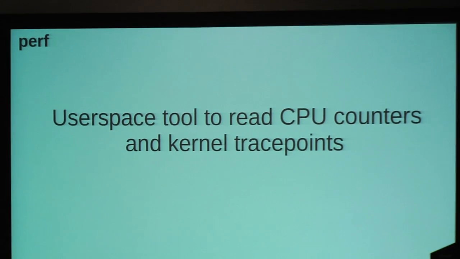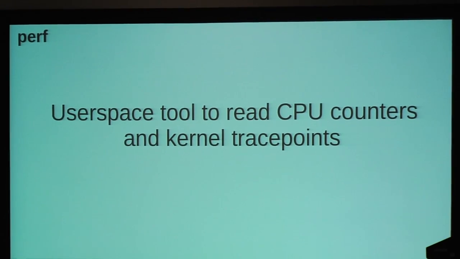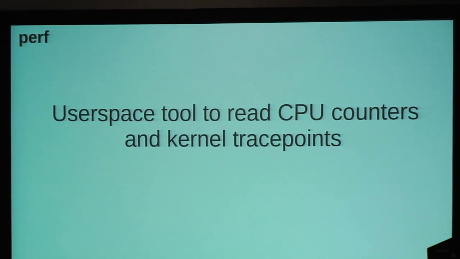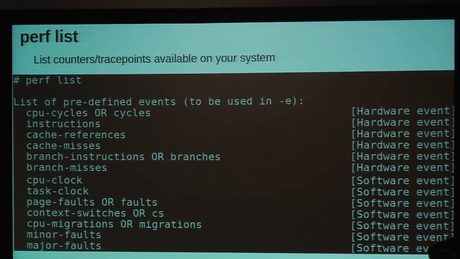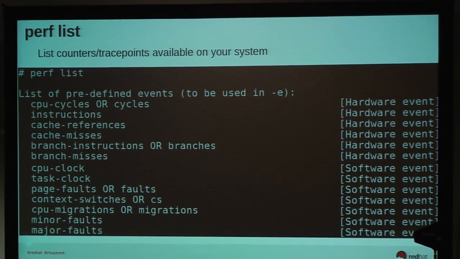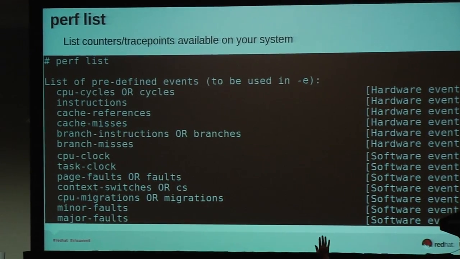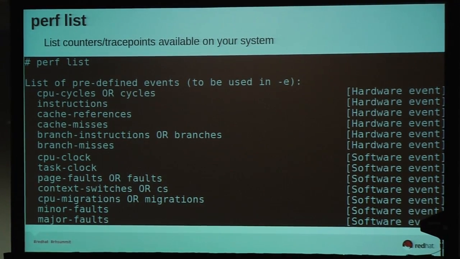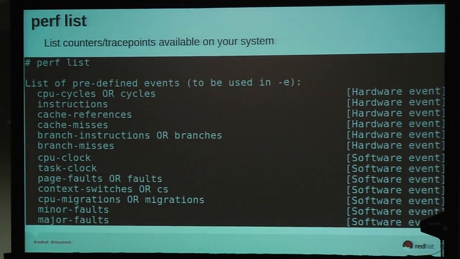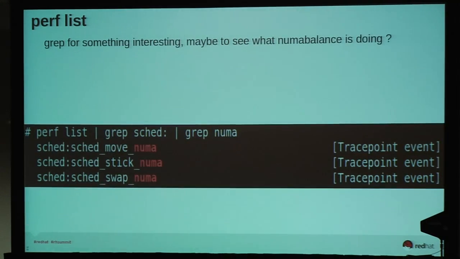So perf is a user space tool, and it reads CPU counters. The CPU counters, most of them new counters, and trace points are built into the kernel. So running perf, do we have people here who use perf? Okay, there's some experience with it. You can do a perf list and list all the different counters and trace points available on your system. You can grep for different things, so if you want to look at various NUMA things, you can do that.